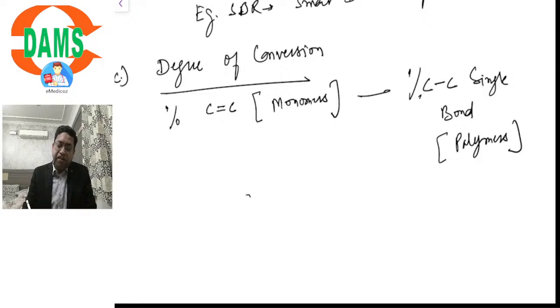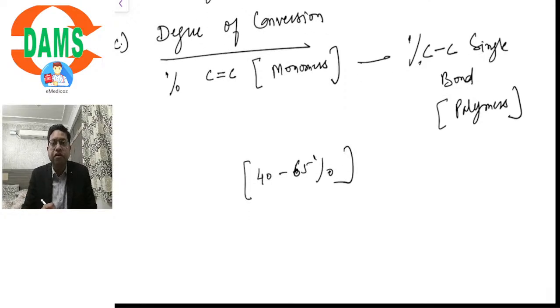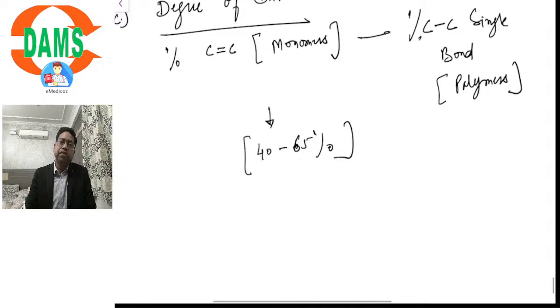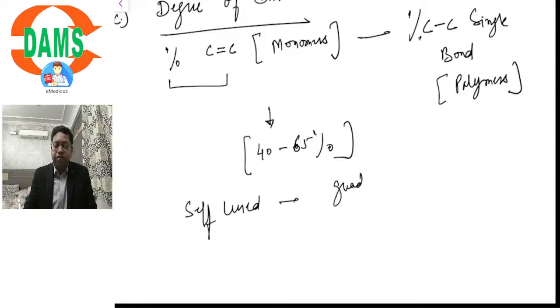Usually composites have a degree of conversion in the range of 40 to 65%. 100% conversion never occurs. This is the average degree of conversion for the composites. Now this degree of conversion is related to percentage of carbon bonds in monomers that change to single bonds in polymers. Okay. If we talk about self-cured composites, they have a greater degree of conversion.